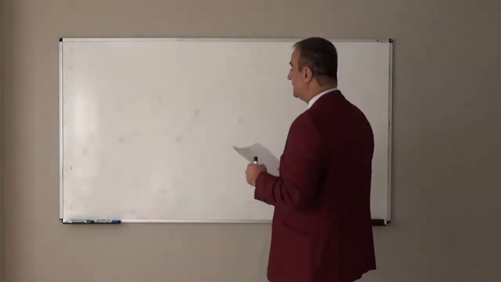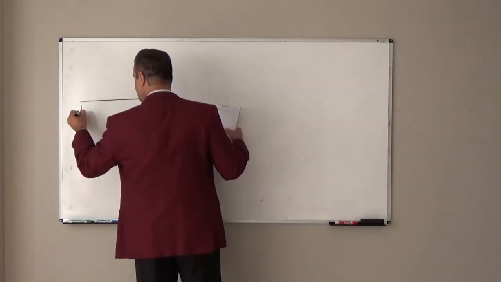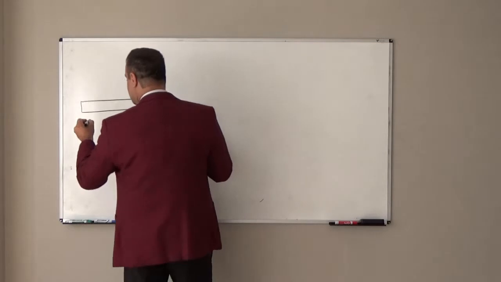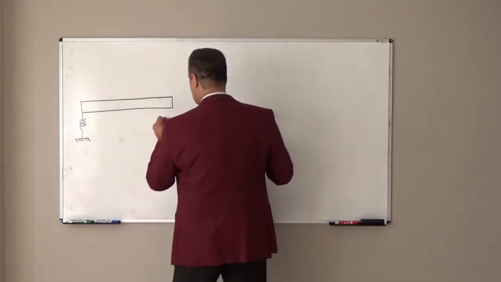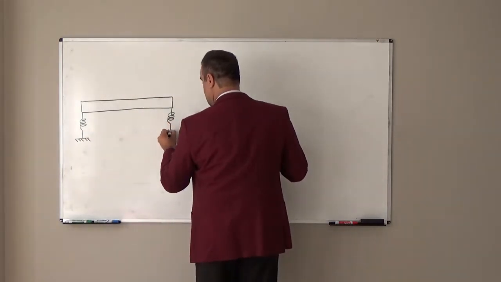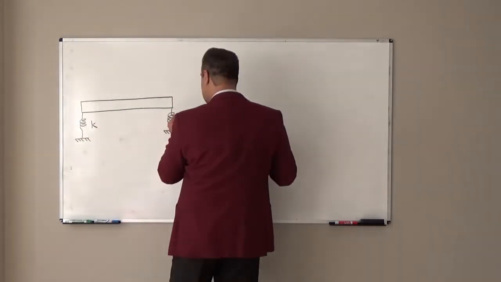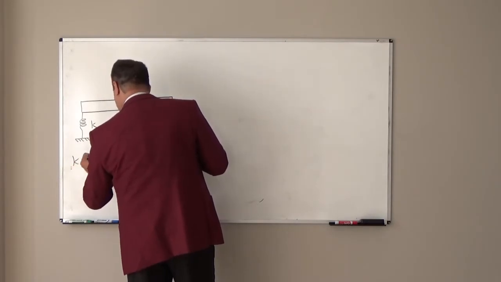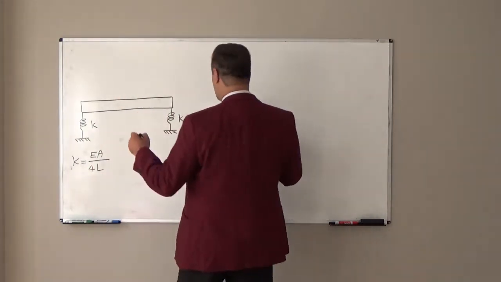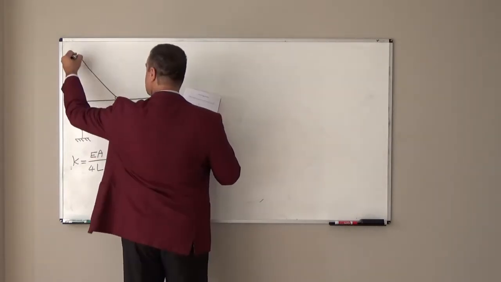Another problem, we have one rigid beam. This rigid beam has 2 spring supports here and here. Stiffness is K, K, and this K is given, it is equal to EA over 4L. We have another bar, an inclined one.